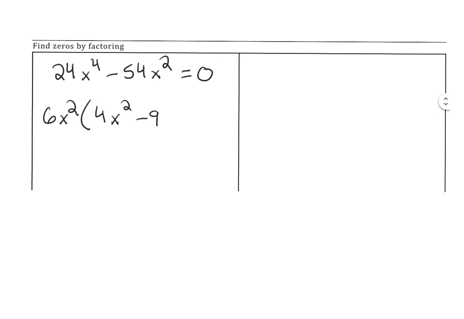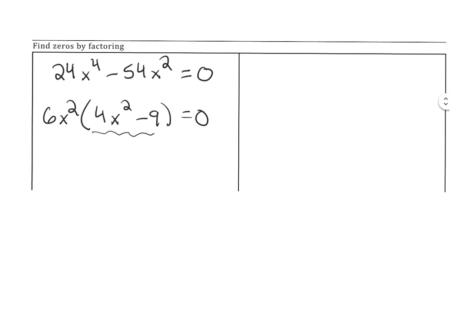So we're going to be doing the same thing, except this time I'm not giving it to you in factored form. We need to factor it. So let's start with 24x to the 4th minus 54x squared. We want to factor this, and we want to solve it. So let's do a greatest common factor. There's a GCF of 6x squared. Divide that out of both terms, and you're left with 4x squared minus 9.